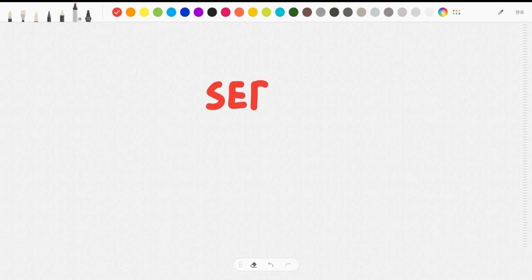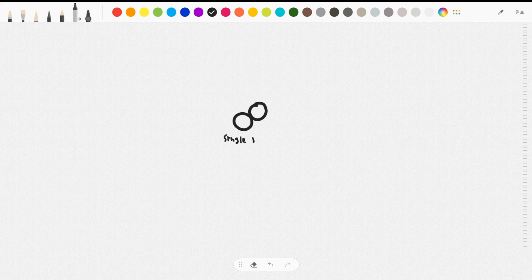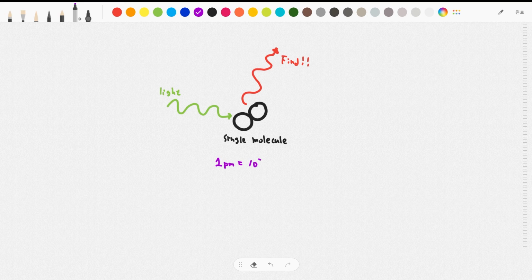Today, I'm going to introduce Surface-Enhanced Raman Spectroscopy, in short SERS, and maybe I can read it "SERS." With the advancement of quantum chemistry, detection skill has reached the single-molecule detection level, about picomolar concentration. And one of the promising techniques is SERS. Now, let's take a look briefly.